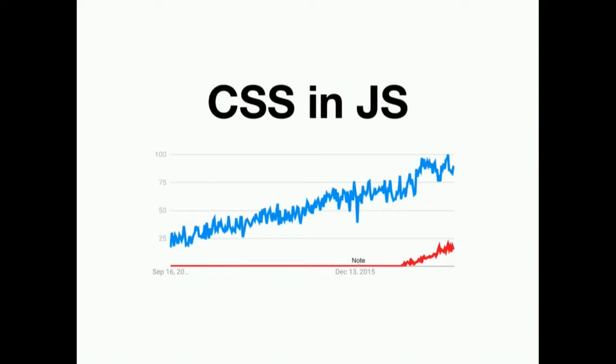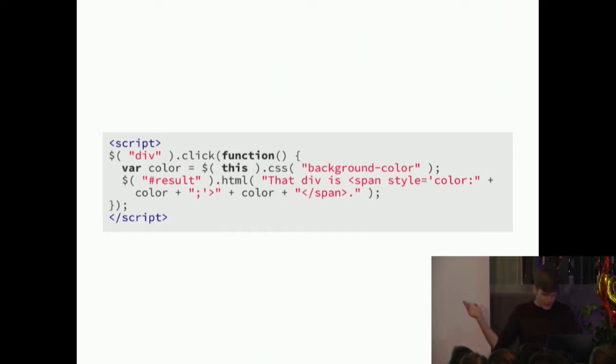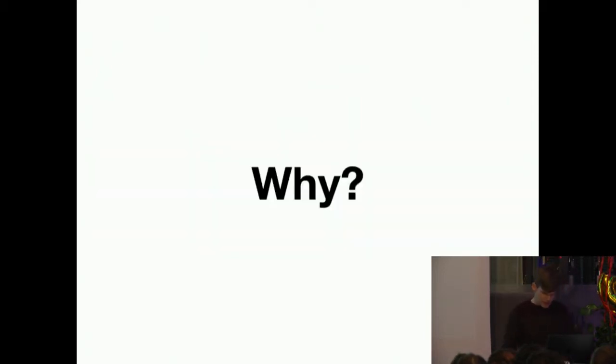So this is Google Trends, and as you can see, CSS-in-JS as a search term is becoming more and more popular, and the little red thing there is styled-components. But it's not that new or crazy of a thing. Back in the day, I'm sure most of us wrote something a bit weird like this with jQuery and inline CSS in JS. But why the recent increase?